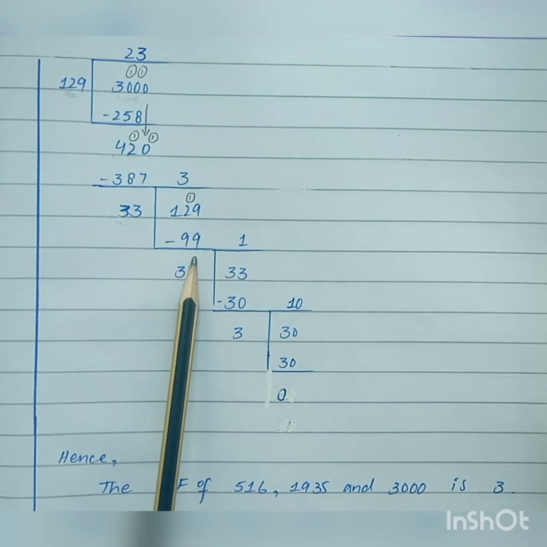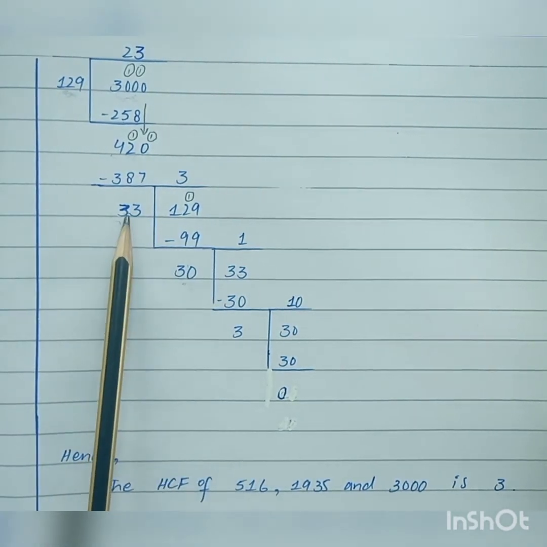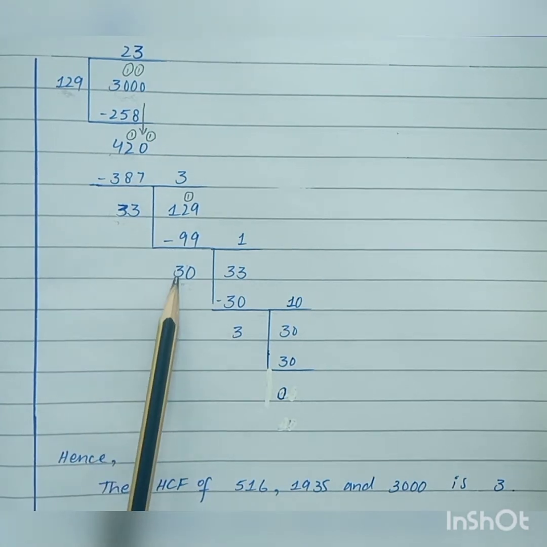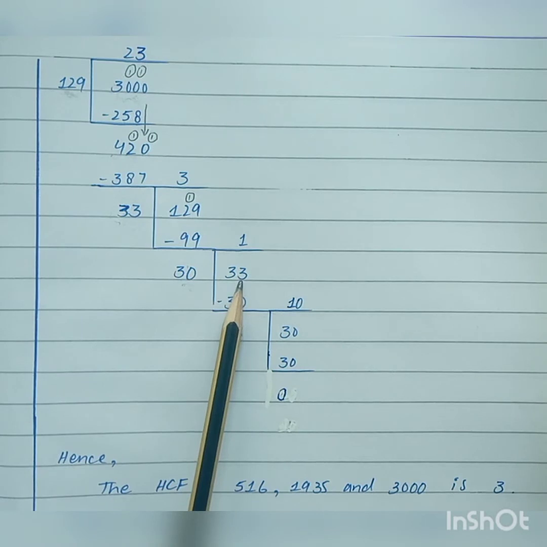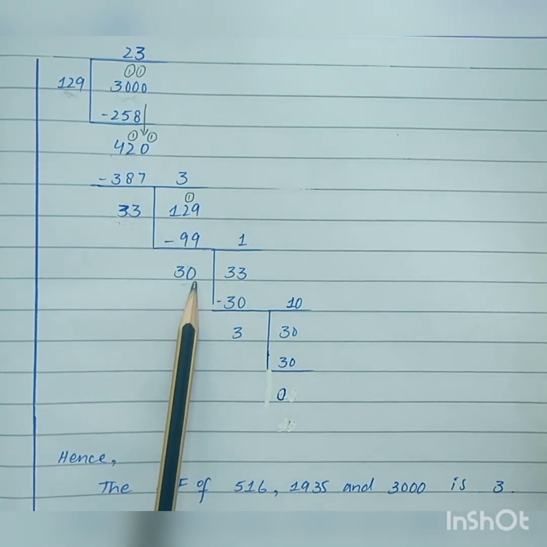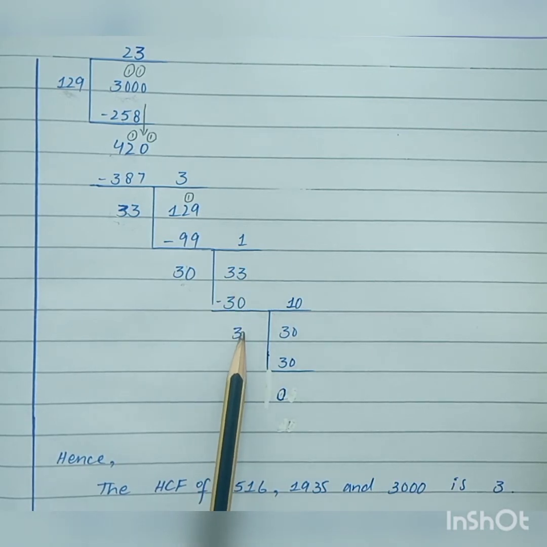33 3s are 99. Subtract these two values, so we will get 30, and 30 is also the smallest value, 33. So 30 is not divisible by 33, so 33 is taken inside of the bracket and 30 outside of the bracket. Next, divide these two terms. 30 ones are 30 and the remainder is 3.